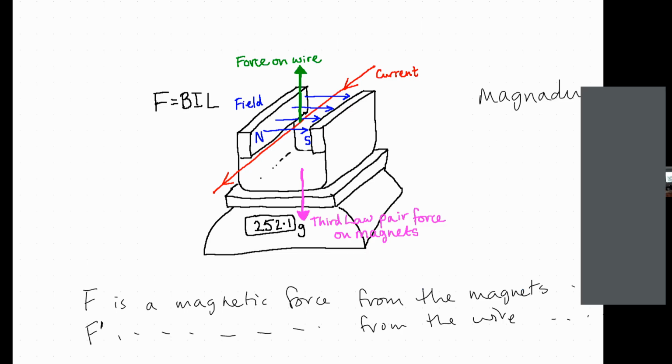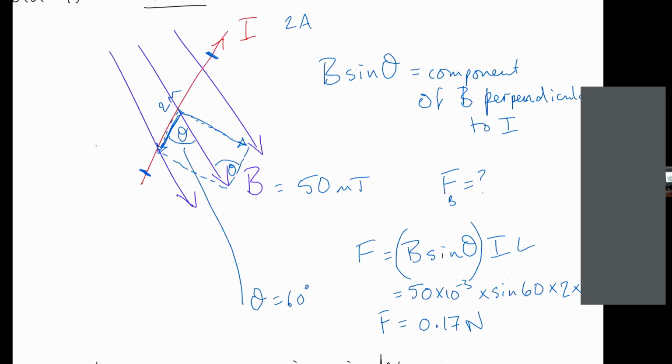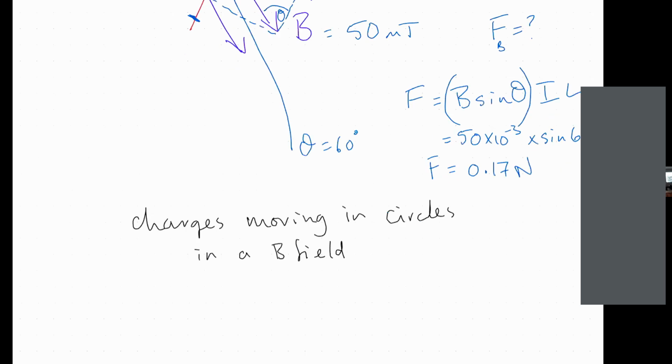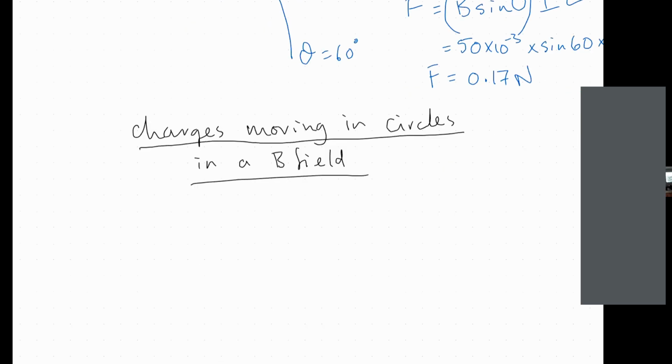Right, okay, where were we? Right, so charges moving in circles in a B field. All right, first thing is, this is the condition for circular motion. You have a force that acts at right angles to the motion, okay? And that is the case in a magnetic field, Fleming's left-hand rule, right?